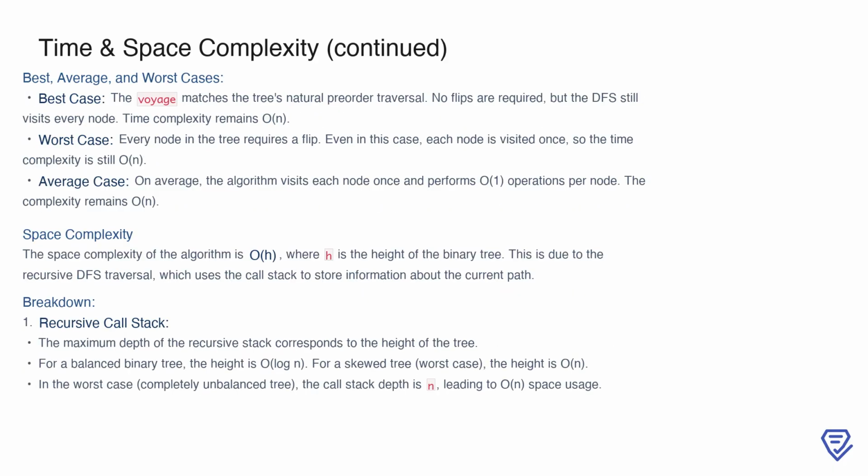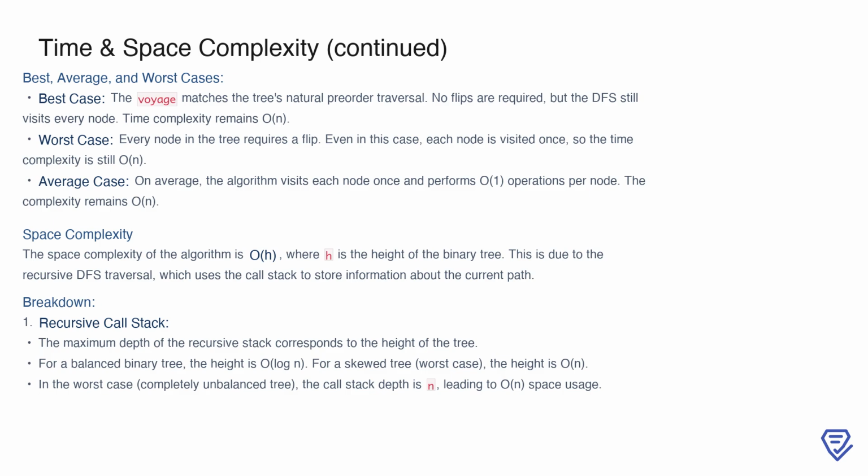Now let's analyze the best, average, and worst-case scenarios for time complexity. In the best case, the voyage matches the tree's natural preorder traversal, meaning no flips are required. However, the DFS still visits every node, so the time complexity remains O(n). In the worst case, every node in the tree requires a flip, but even then, the algorithm still only visits each node once, making the complexity O(n). On average, the algorithm processes each node once and performs constant time operations per node, so the time complexity remains consistent at O(n).